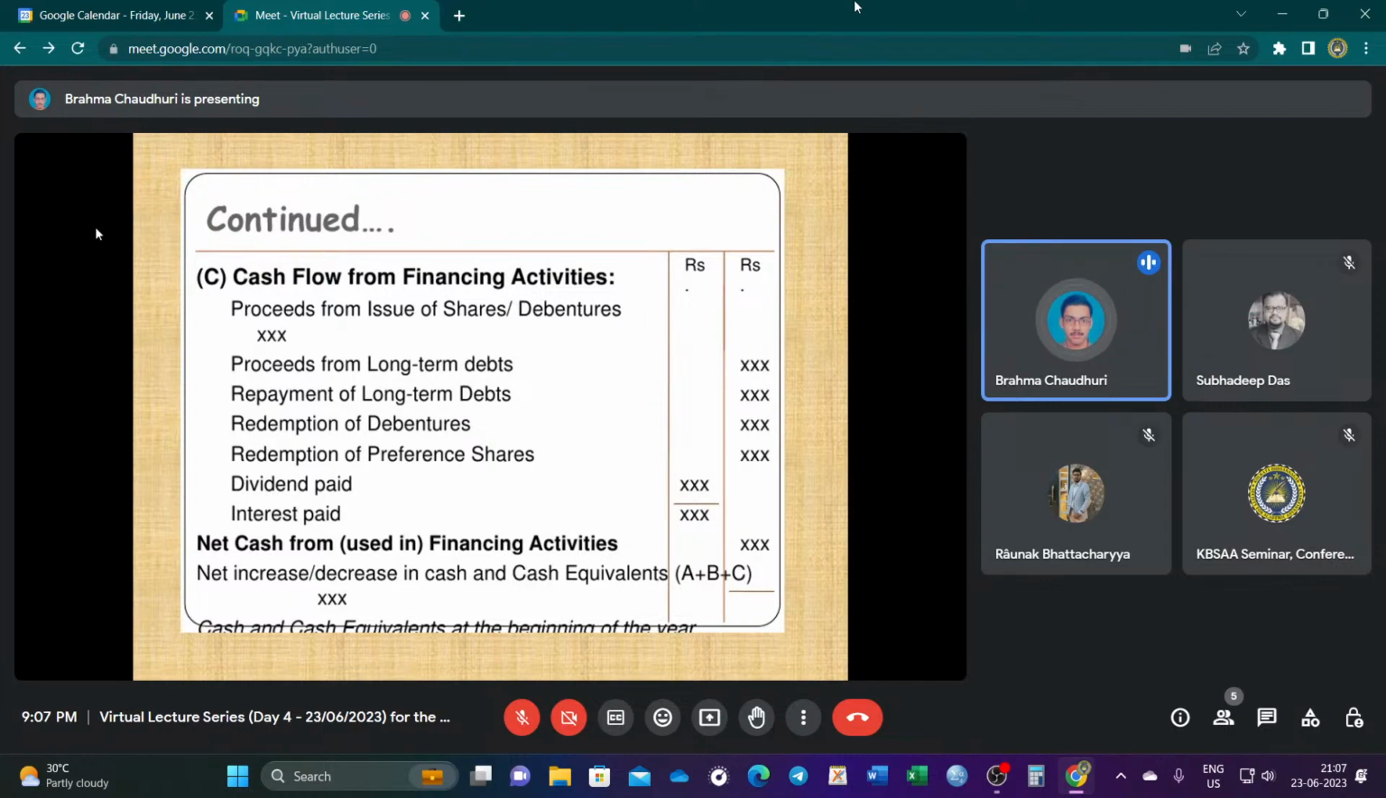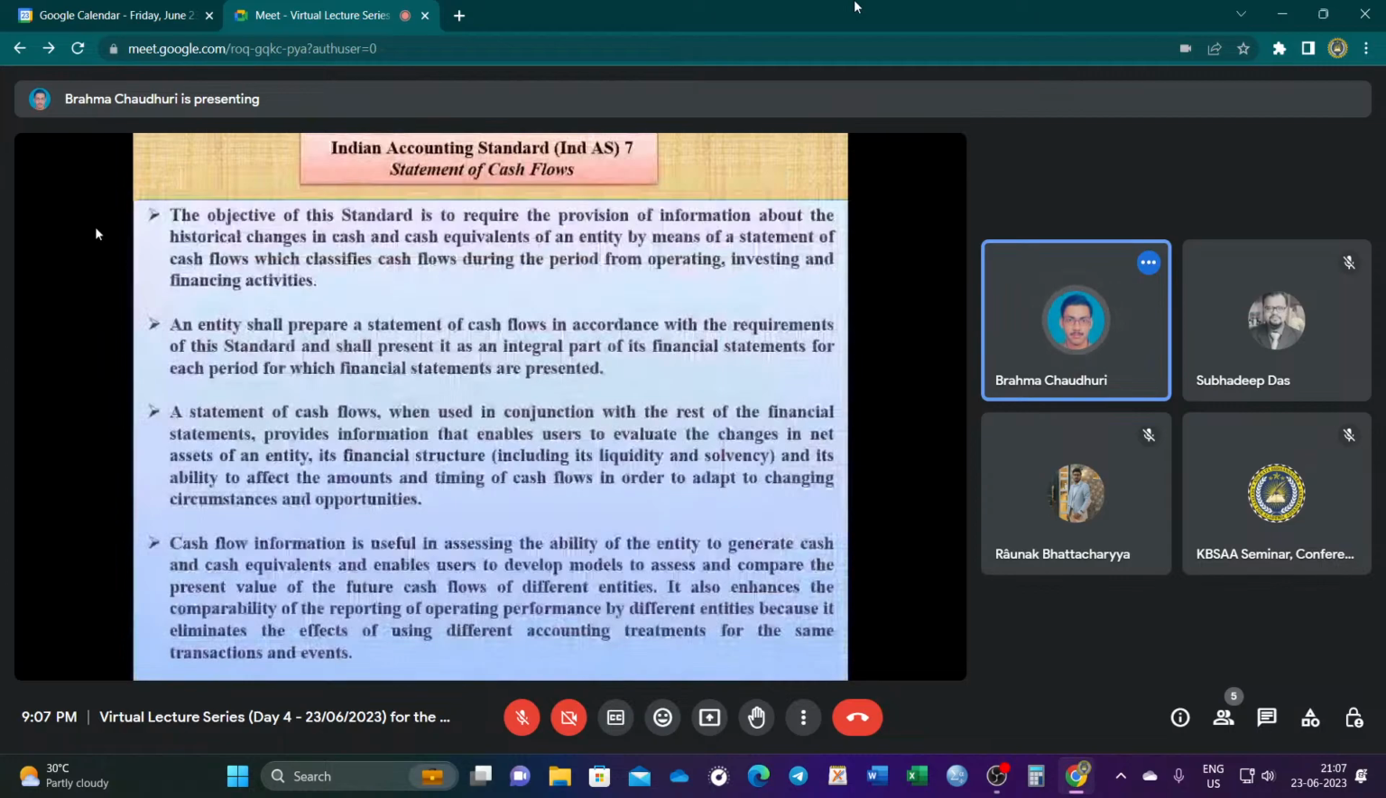I will explain it more clearly when I show the illustrations. But before we move on to the next topic, I will have to discuss Ind AS 7, statement of cash flows. Whenever we are going to prepare this cash flow statement, we will have to be very careful. We will have to prepare it as per the Indian Accounting Standard 7, statement of cash flows.